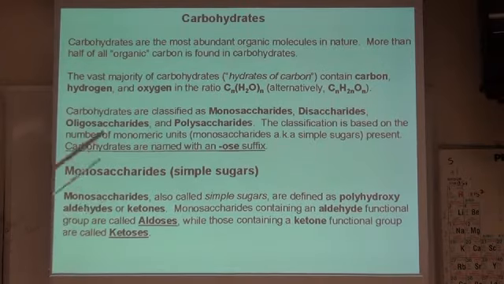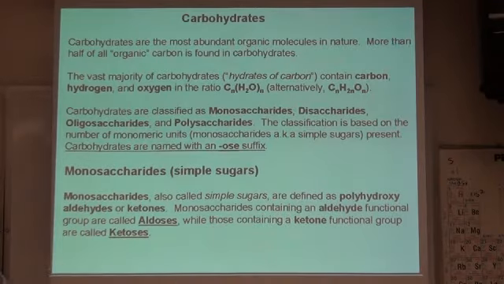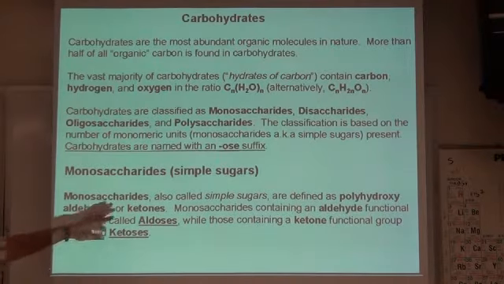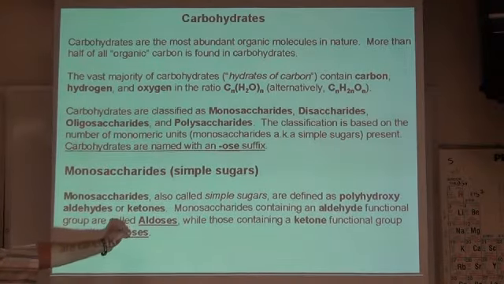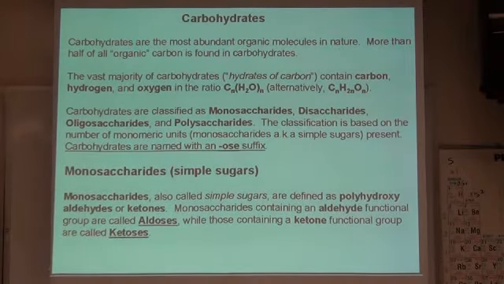Okay, first, the monomeric unit of our carbohydrates. These are called monosaccharides or simple sugars. We define them as polyhydroxy, many OH groups, polyhydroxy aldehydes or ketones. Now, I know that these slideshows don't go along 100% with what you're doing in the book, but like I said, seeing things different ways is going to help you.